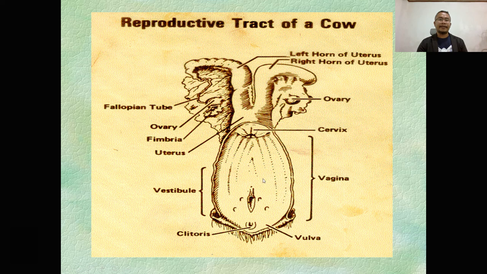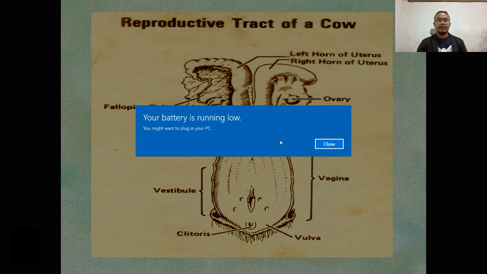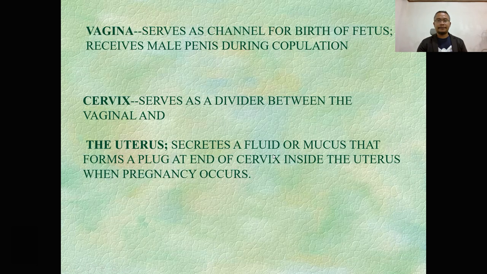When they become in heat, it will be the time that the cervix will open. And it will close again if there is pregnancy, and it will open during parturition. So, you cannot make your animals pregnant if you do a forced breeding. Because even if you force the female animals to be bred, there will be no fertilization because there will be no entrance of sperm cells inside. The semen will not be deposited inside.